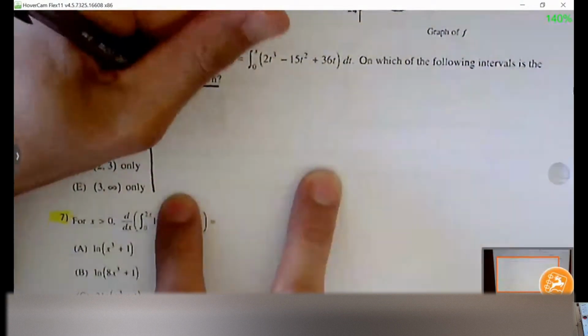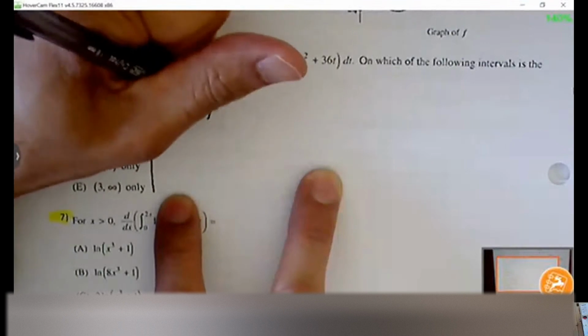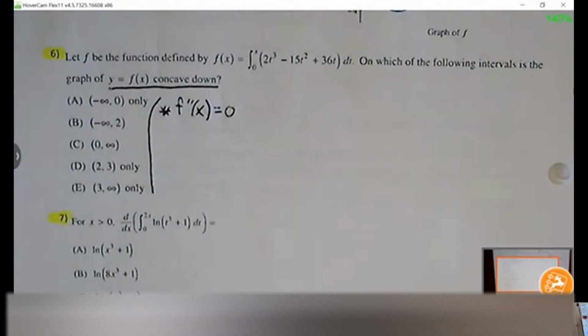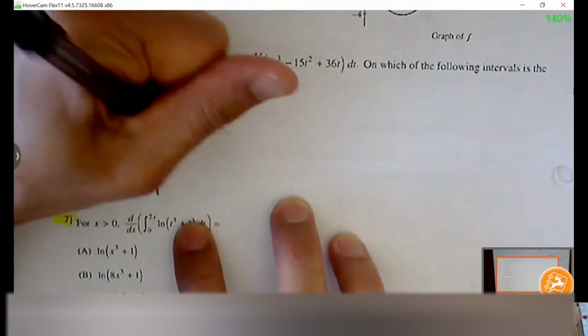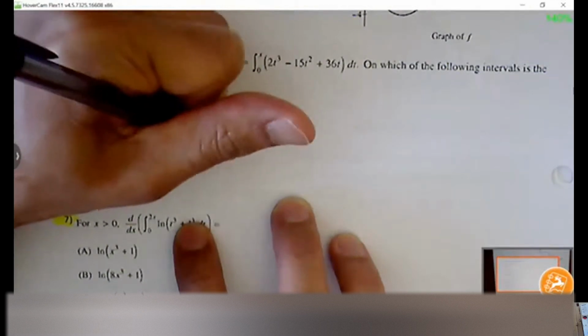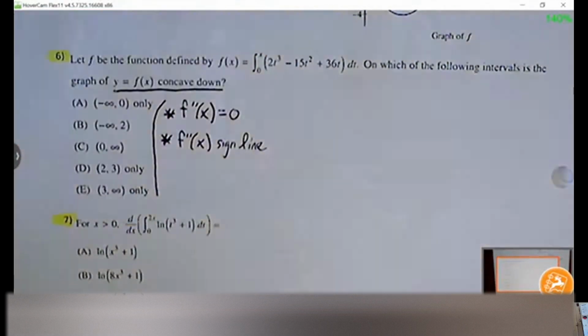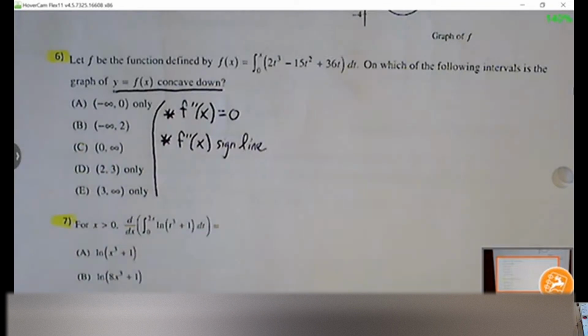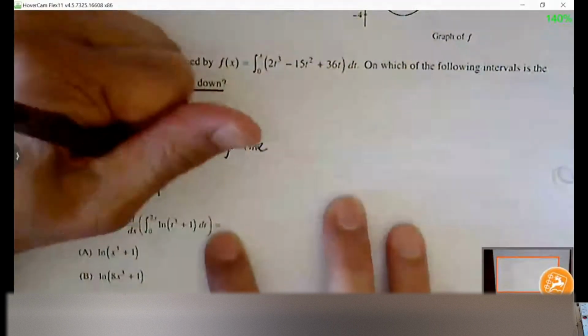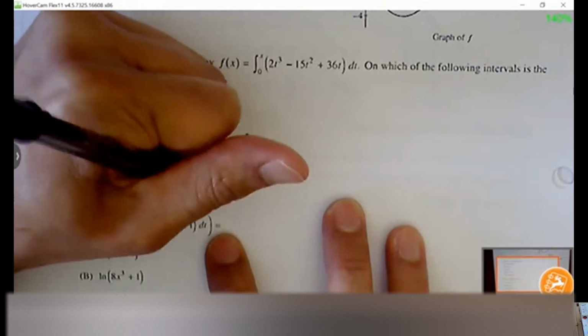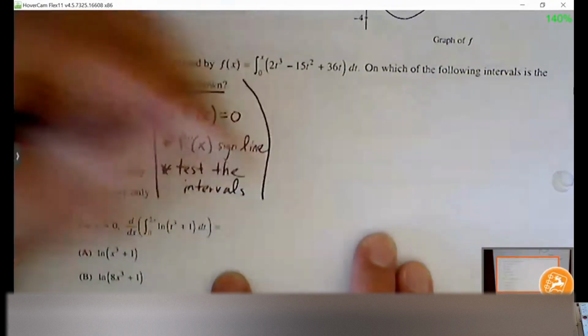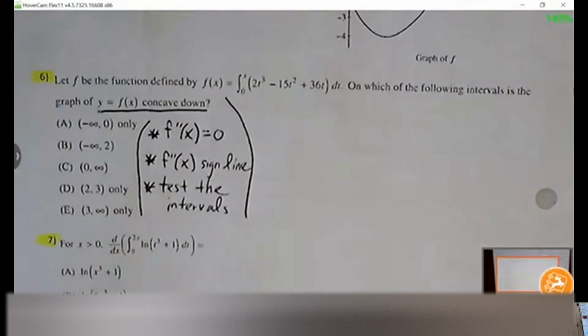We know we have to find our way to the second derivative function. We know we have to find critical points, so we're going to find f double prime. We're going to set it equal to 0. We're going to find our critical points. We're going to populate our f double prime sign line. And then from there, we're going to test our intervals, right? If it's positive with the test point, we know it's concave up. If it's negative in that region, we know it's concave down. All right, so there's our plan of action. That's how we're going to get to finding our interval of concave down.